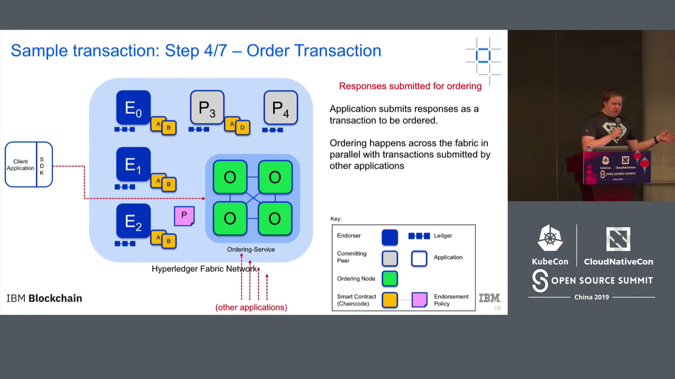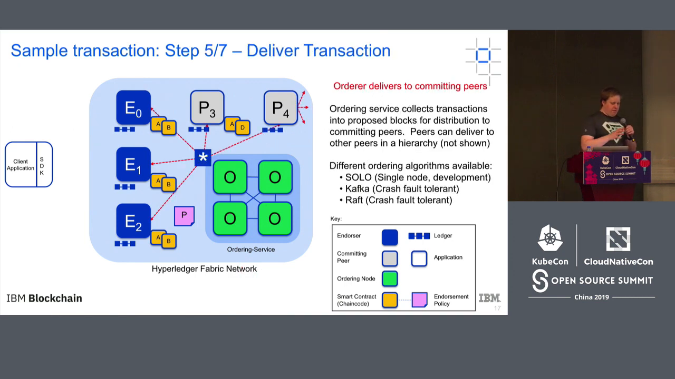As well, other clients might be submitting other transactions for other applications or for other different smart contracts, but they all go to the ordering service. And this will take all of the transactions, package them up, and create a new block, which we see.